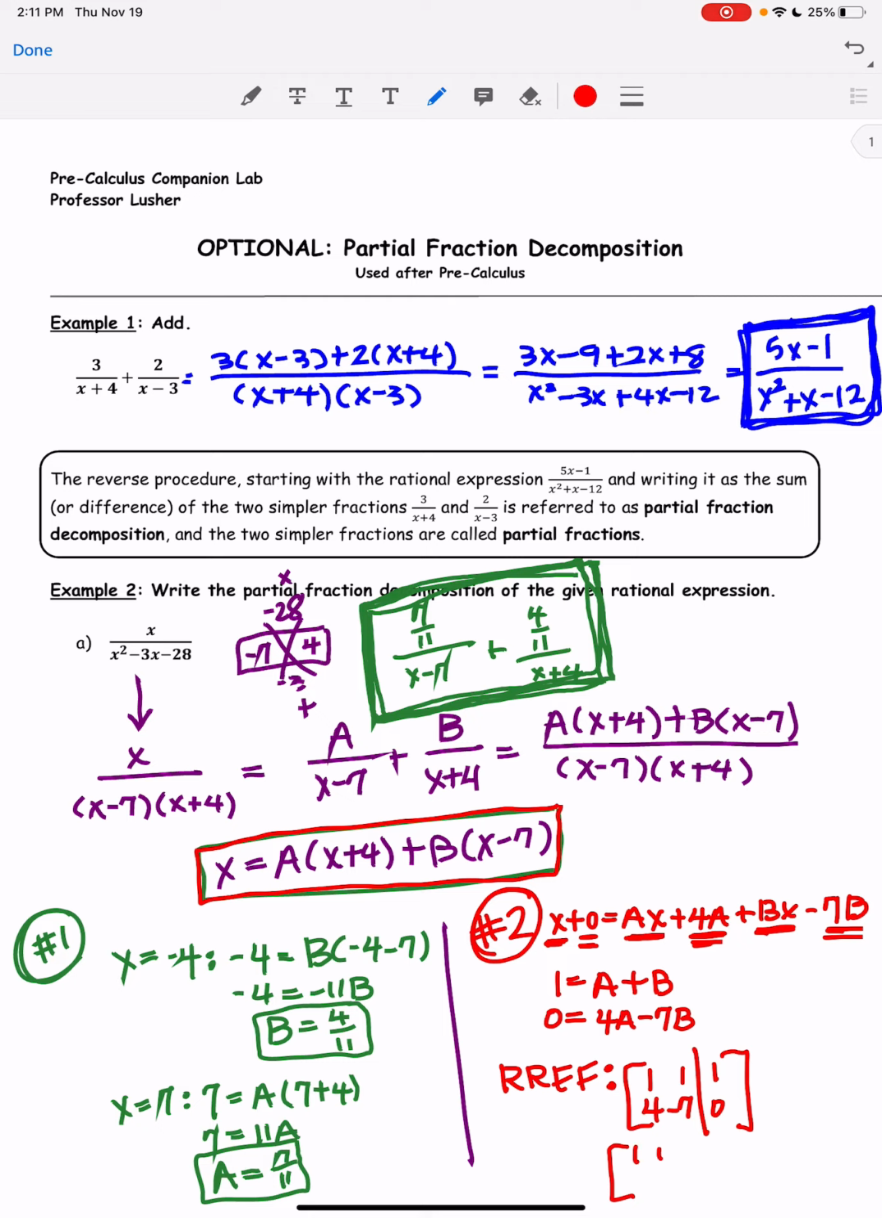is 1, 0, 7/11, and then 0, 1, 4/11, which is exactly what we got right here, right? This column right here represents your A. So that means 7/11 is your A. This column here represents your B. So 4/11 is your B.